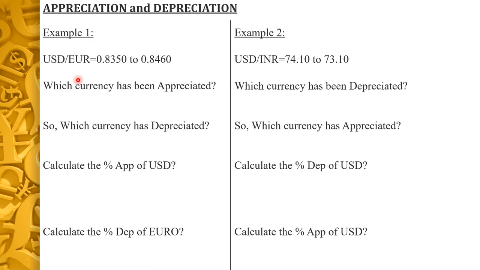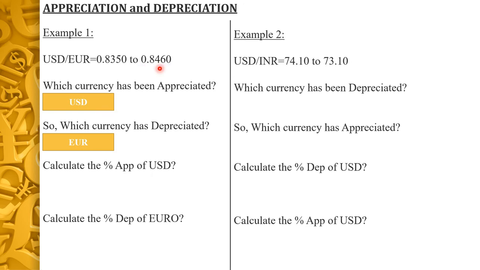Okay, so here in this currency pair we see an increase in the price, right, from 0.8350 to 0.460. What does this signify? This signifies that the base currency has strengthened and now it can buy more of the quotation currency. So when the base currency strengthens, which currency has appreciated? The one that has strengthened, USD. And since we know that there is an inverse relationship between the two, if one currency appreciates, the other currency depreciates. So we know EUR is depreciated here. Now we'll calculate the percentage of appreciation in USD. How would we calculate that?